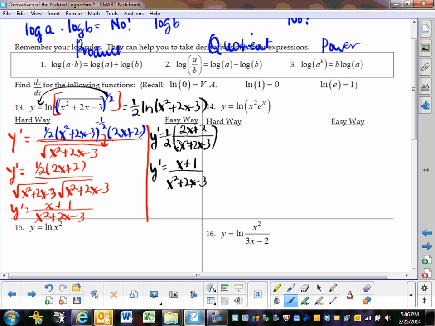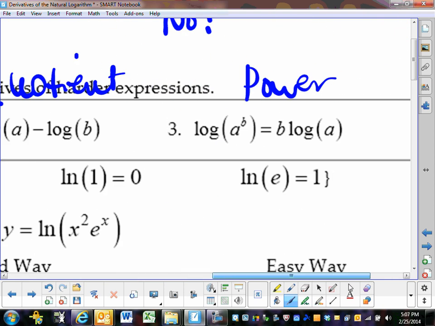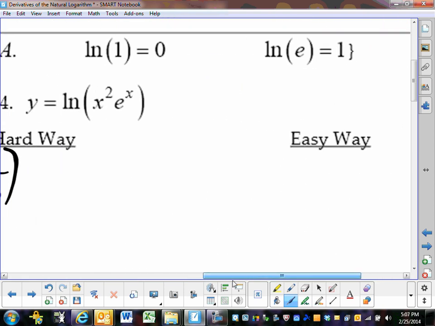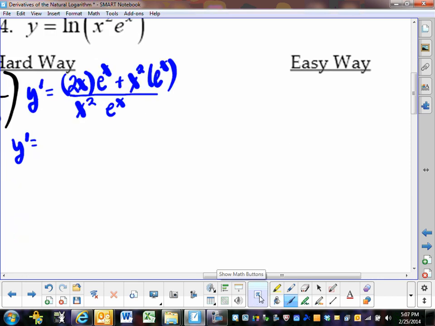Okay. Instead of doing that, I would use log rules to bring this power to the front and rewrite first. So notice, I cannot do anything with addition and subtraction. So this is the best that I can simplify. But now my derivative is 1/2 u prime over u, which is now x plus 1 over x squared plus 2x minus 3. So it's much easier algebraically.